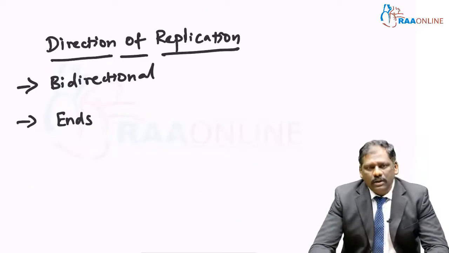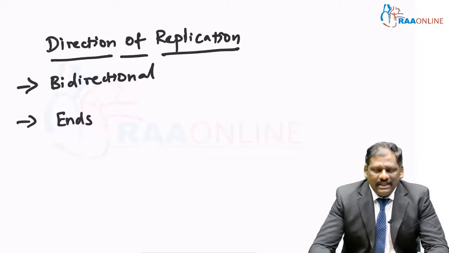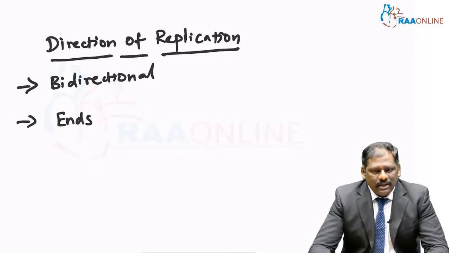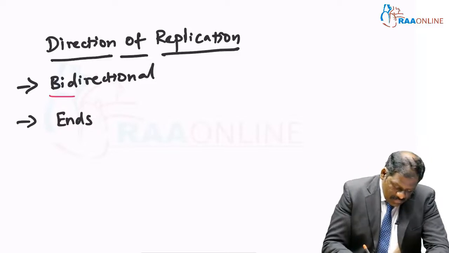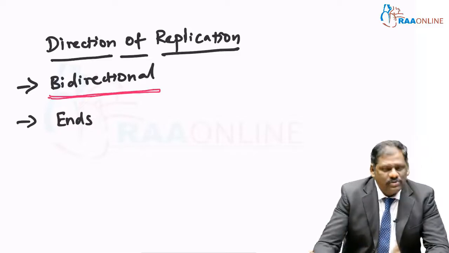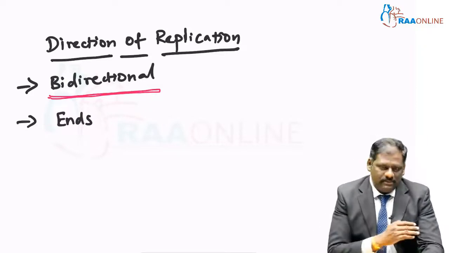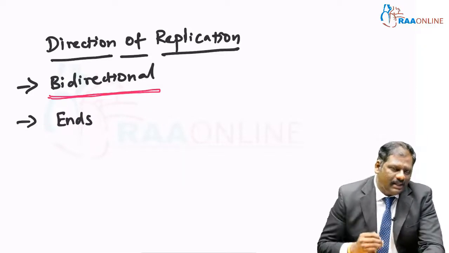Now we move on to the important part of replication, which is the direction of replication. You all should remember, listen to me very carefully: the direction of replication in a eukaryotic DNA or a prokaryotic DNA or whatever it is, is bidirectional. It means it can replicate on both sides. That is called bidirectional.